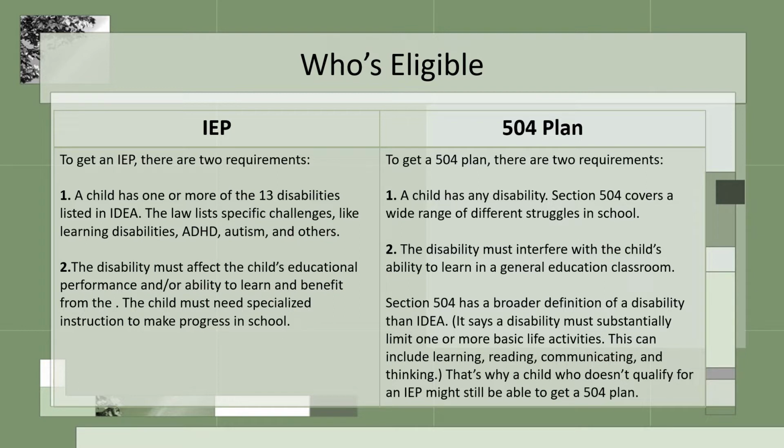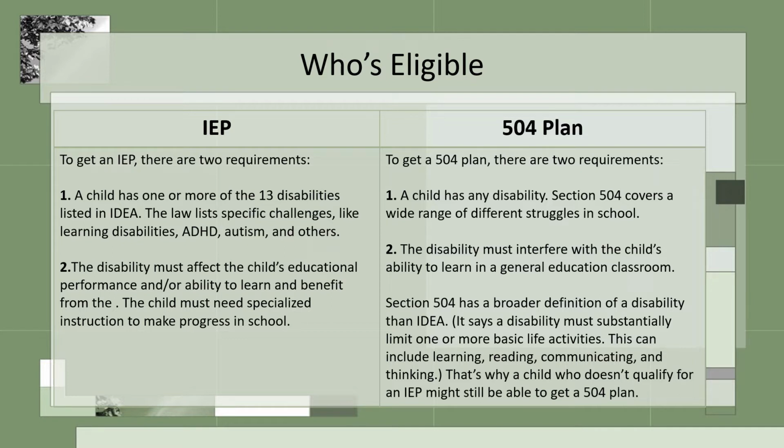Now we shall discuss who is eligible. To get an IEP, there are two requirements. One, a child has one or more of the 13 disabilities listed in the IDEA. The law lists specific challenges like learning disabilities, ADHD, autism, and others. Two, the disability must affect the child's educational performance and/or ability to learn and benefit from school. The child must need specialized instruction to make progress in school.